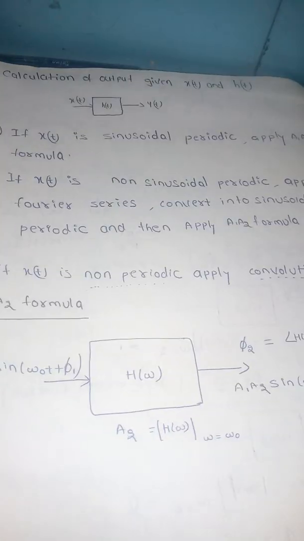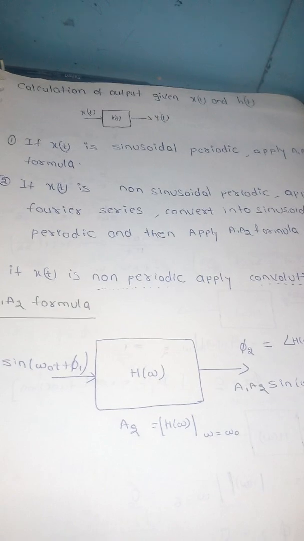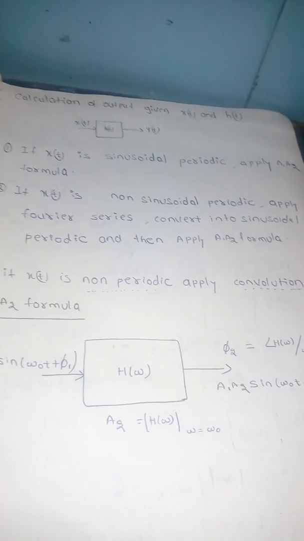And this is very important. Calculation of output given input x of t and h of t, impulse response. If x of t is sinusoidal periodic, apply the a1 a2 formula. If x of t is non-sinusoidal periodic, apply Fourier series to convert to sinusoidal periodic and then apply the a1 a2 formula.